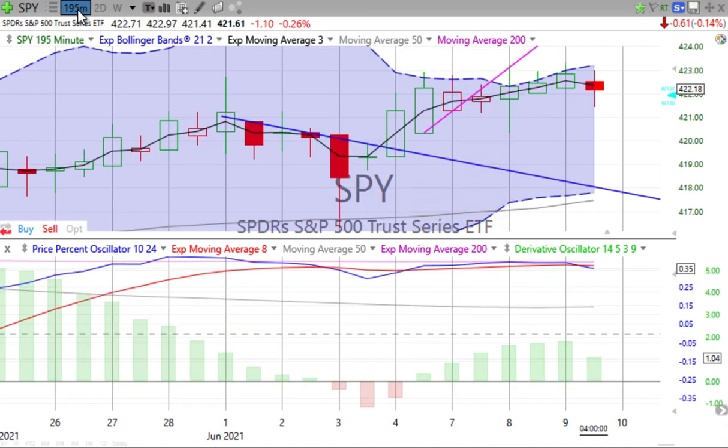Look at the half-day chart, up in the morning, and then of course we can see where things rolled over in the afternoon. That price percent oscillator also cocked over going down on that half-day chart. And again, we'll try to redraw that a little bit. The derivative oscillator is still positive.